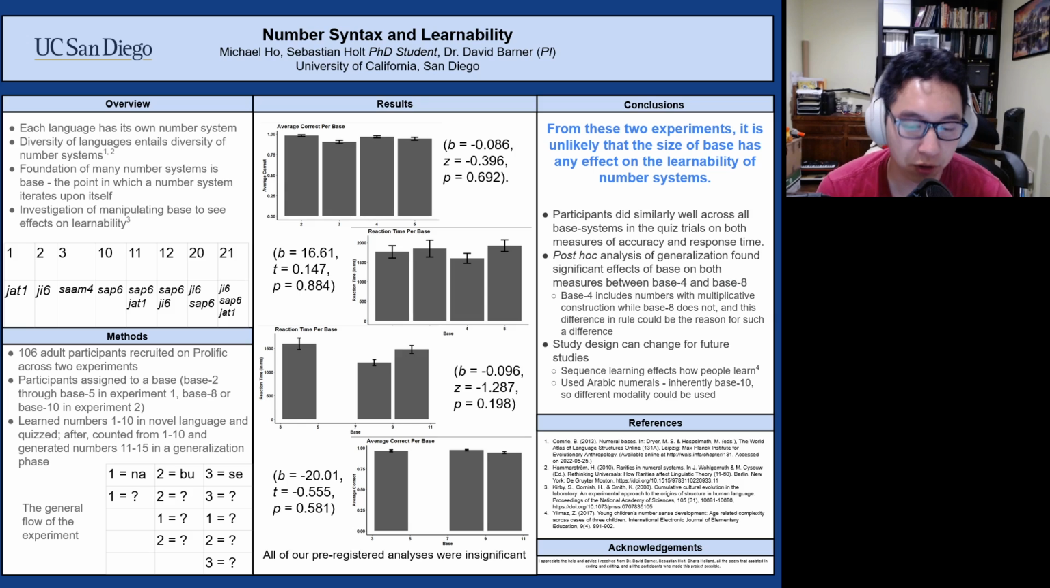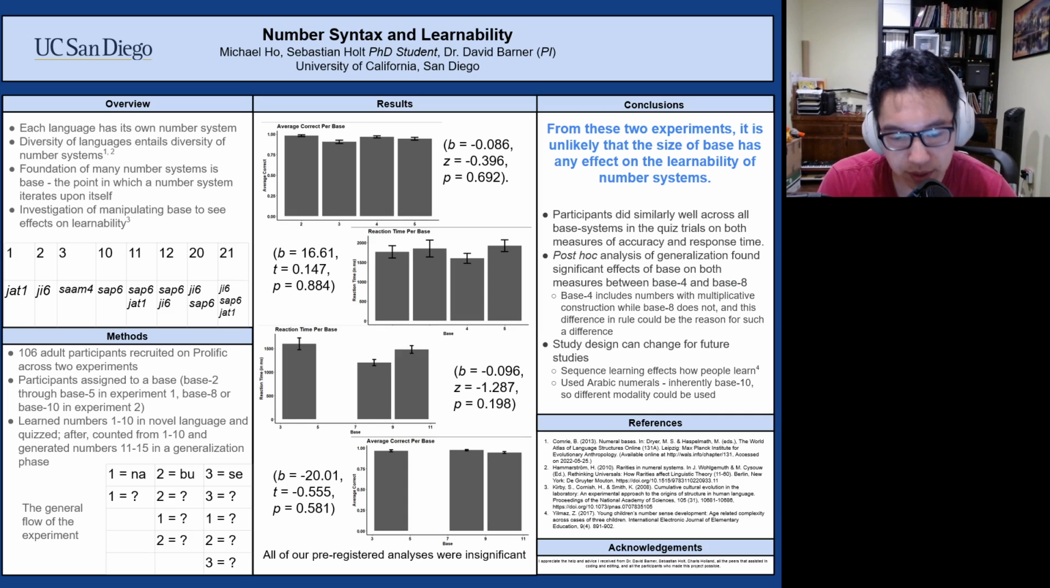Say we have a base 4 versus a base 10 system. There are fewer words to memorize in the base 4 system, but the rule is also introduced earlier, which might make it harder to learn. We want to see if this has an effect on how learnable a number system is, and we are measuring learnability through accuracy and reaction time. The more errors a participant makes, the less learnable a number system is, and vice versa.